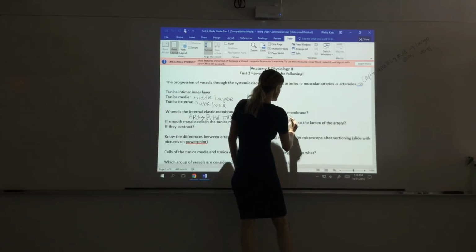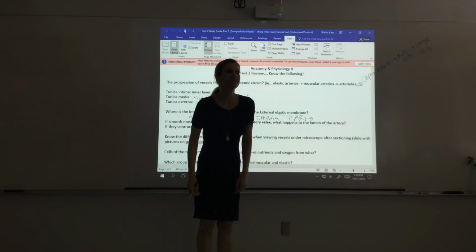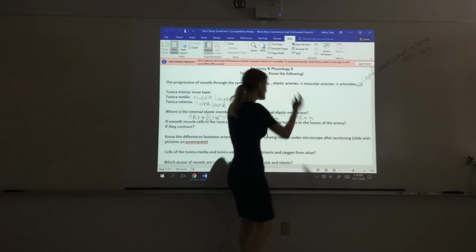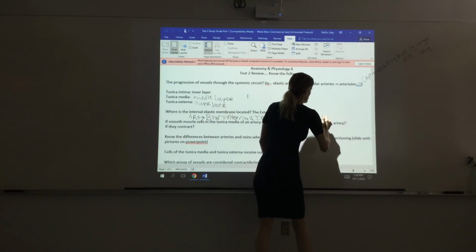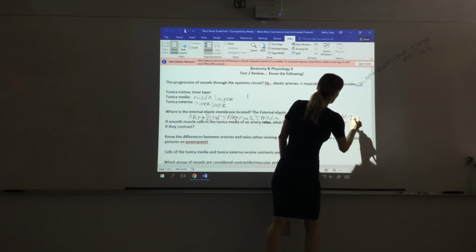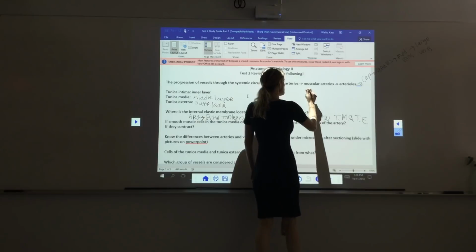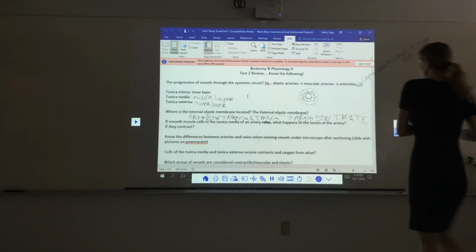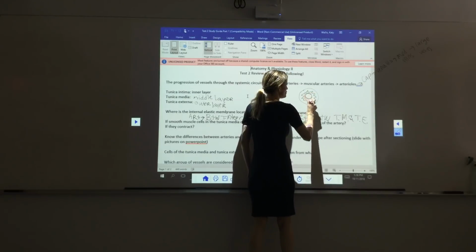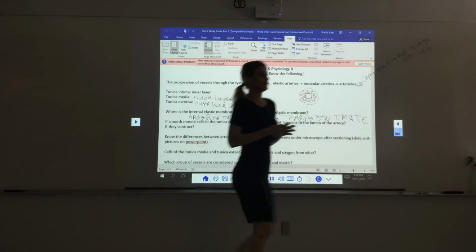Where's the external elastic membrane? Excellent. Between the tunica media and the tunica externa. So between the middle and outer layer, in arteries. So if you have your tunica intima, your tunica media, your tunica externa, those are your 3 layers. Your internal elastic membrane is between the first 2, and your external elastic membrane is between the outer 2. In arteries only.